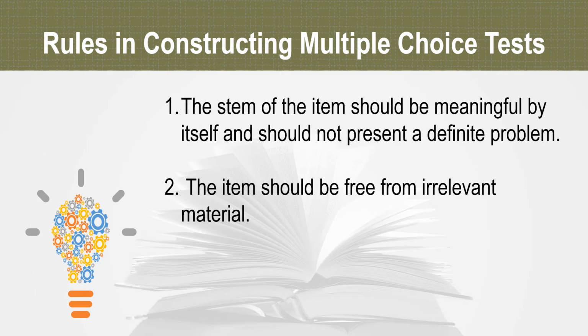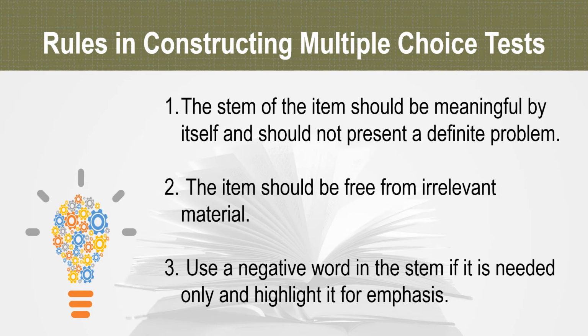What does that mean? Meaning to say, make sure that you are straight to the point when you are asking a question, unless it is a situation that is part of your question. Number three, use a negative word in the stem only when needed and highlight it for emphasis. For example, use of words like not, except, shall not be included, so on and so forth. So you need to avoid these terms. Or you can use it, however, you need to put emphasis, like you can put in bold words or you can highlight, so on and so forth.